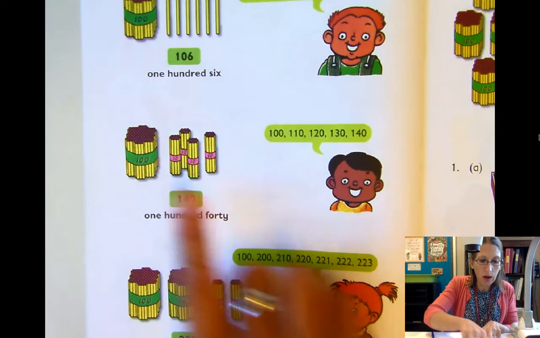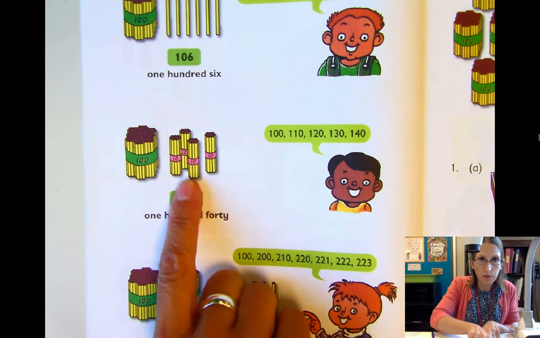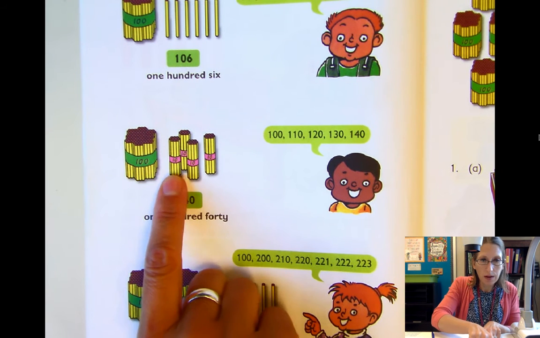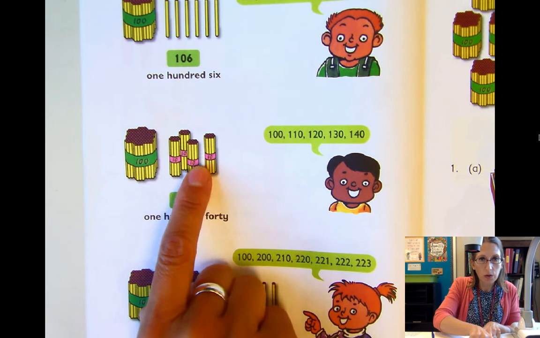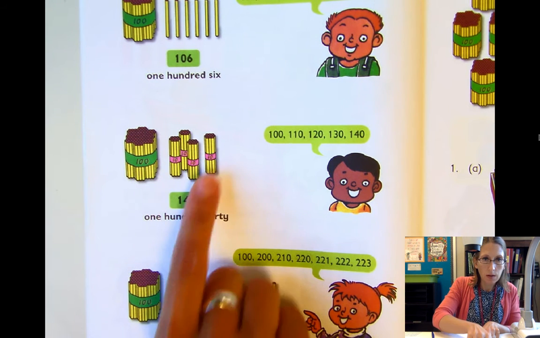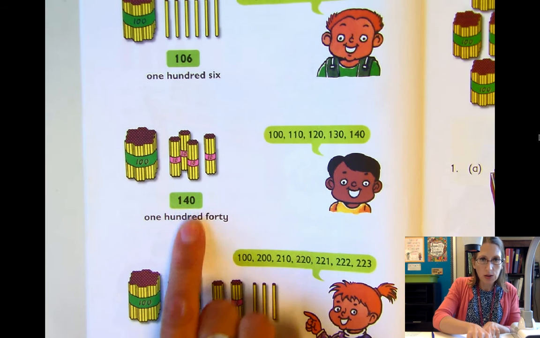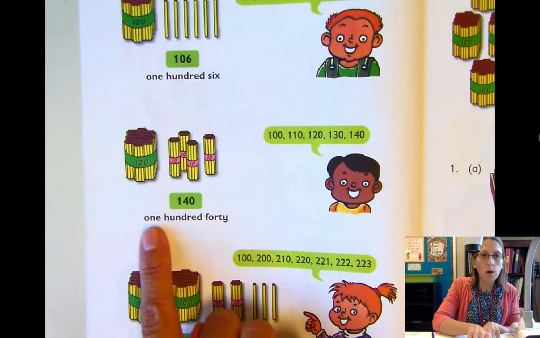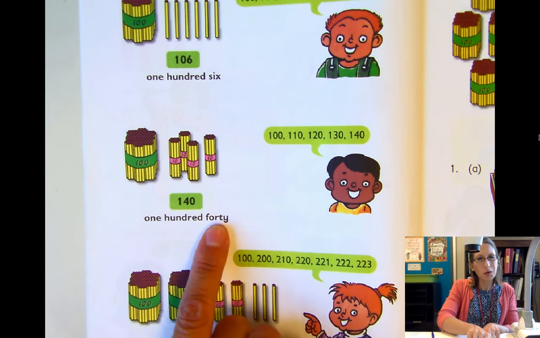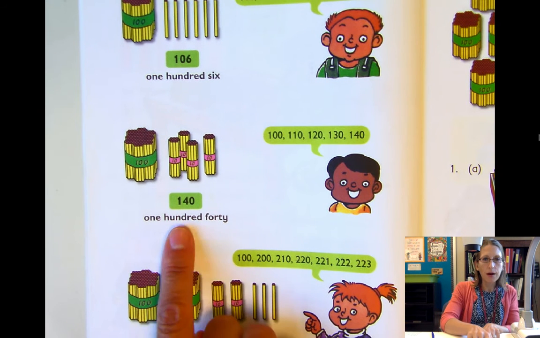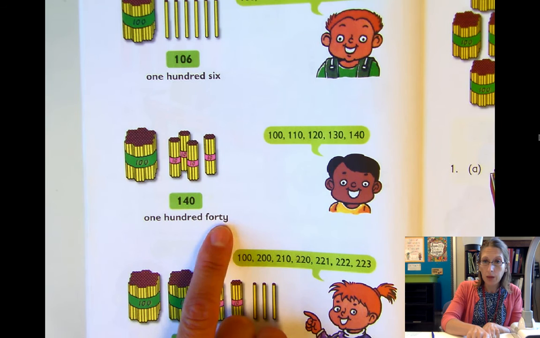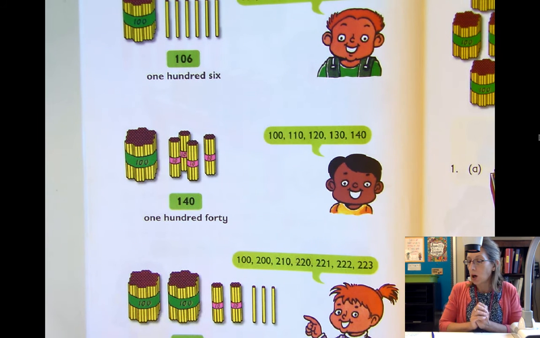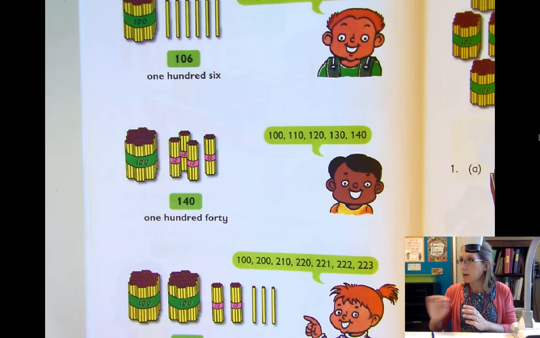We have a 100, and then we have some groups of 10. So we have 110, 120, 130, 140. And this is how we write it in digits and in words, 140. So again, we don't really have to say 'and', we can just say 140.